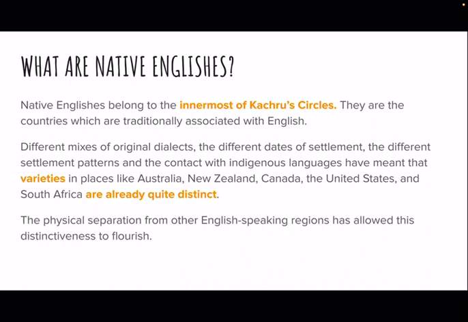Alright, so native Englishes, as I just said, belong to the innermost of Kachru circles. They're the countries which are traditionally associated with English. Different mixes of original dialects, the different dates of settlement, the different settlement patterns, and the contact with Indigenous languages have meant that varieties in places like Australia, New Zealand, Canada, the US, and South Africa are already quite distinct from each other. The physical separation from other English-speaking regions has allowed this distinctiveness to flourish, and that's why if we think about Australian English and New Zealand English, they're more similar to each other than Australian English is to South African English, for example, because we are physically closer to New Zealand and we share a lot more of our linguistic features because of that.